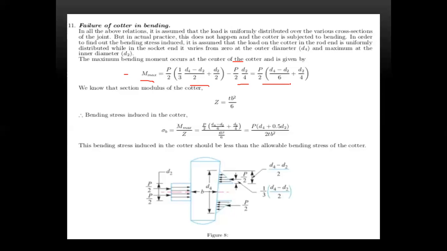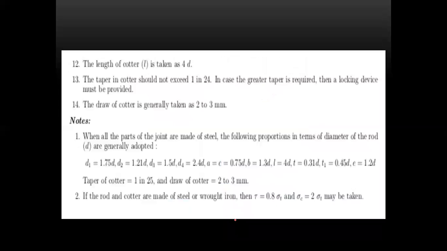Now, the section modulus of the cotter Z is equal to t into b square by 6. Therefore, the bending stress induced in the cotter, sigma b, is equal to M max by Z. The bending stress should be less than the allowable bending stress of the cotter. See here how the stresses are acting: the forces are in this direction, in this direction, in this direction. So this is the design analysis of this socket and spigot cotter joint.